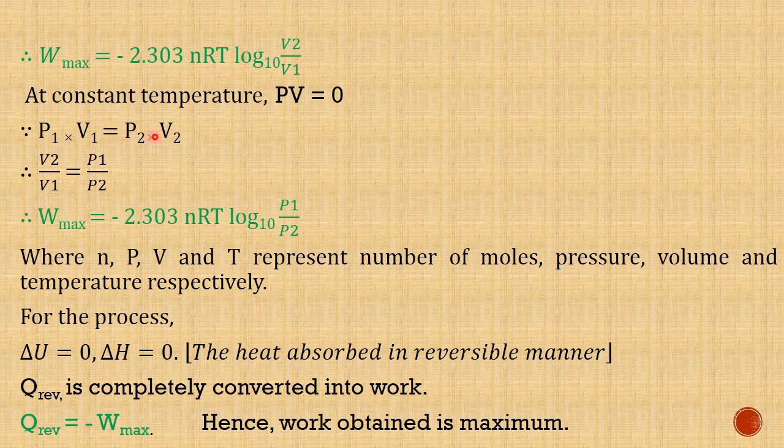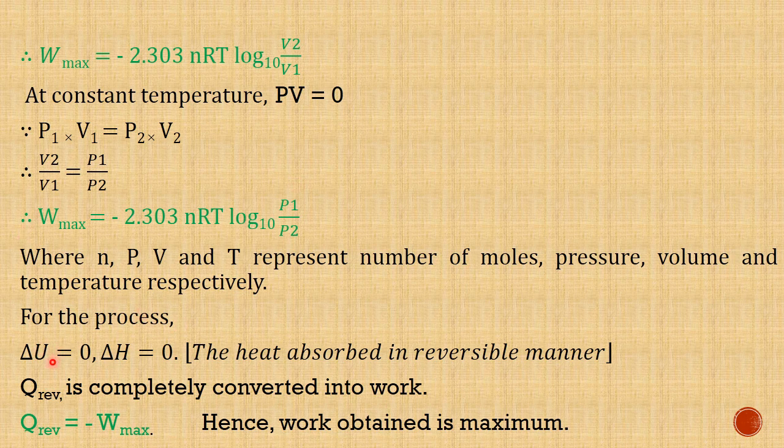At constant temperature, P1 V1 is equal to P2 V2. Interchanging, V2 upon V1 is equal to P1 upon P2. So our equation may be written as: W max is equal to minus 2.303 nRT log to the base 10 of P1 upon P2. From V2 upon V1 you can also write P1 upon P2, where n, P, V and T represent the number of moles, pressure, volume and temperature, and this is our final equation.